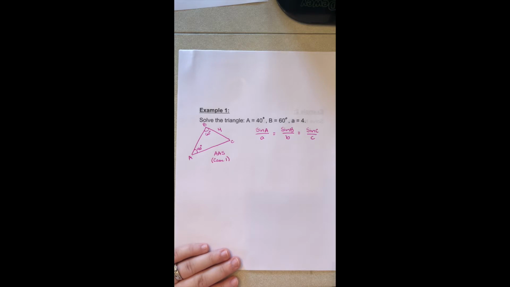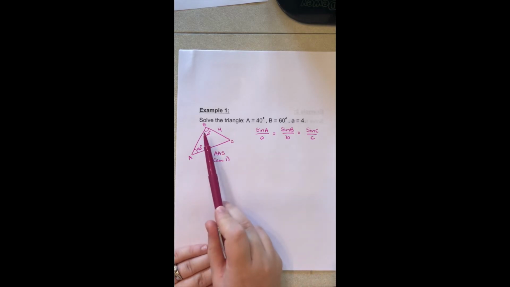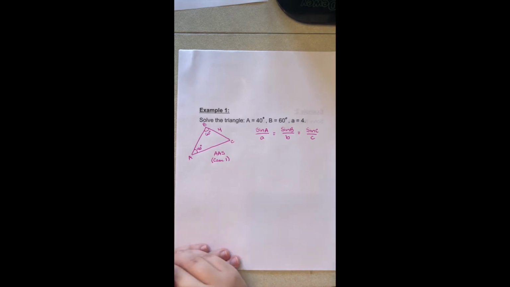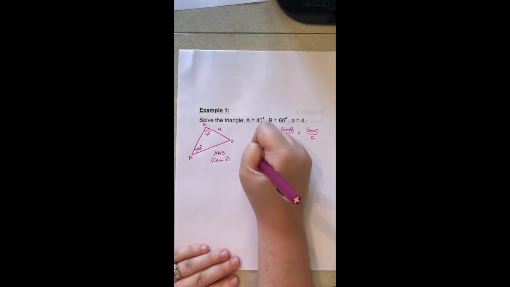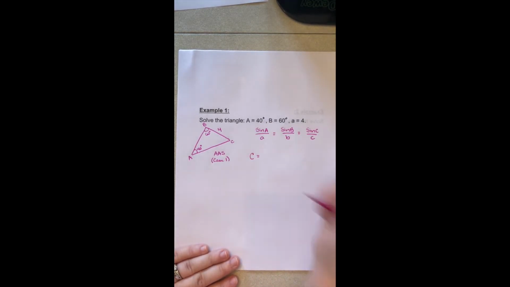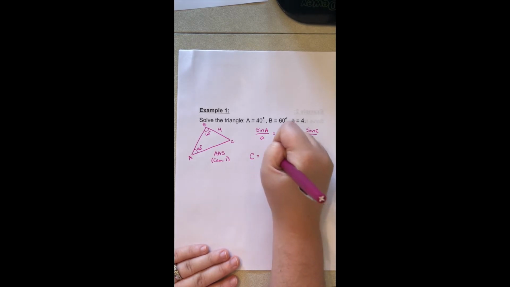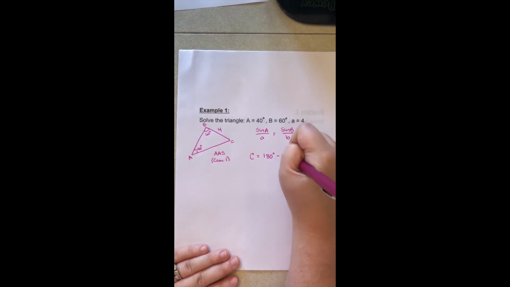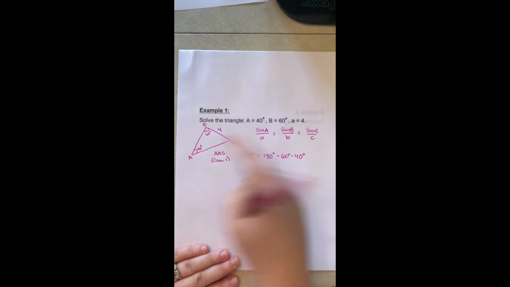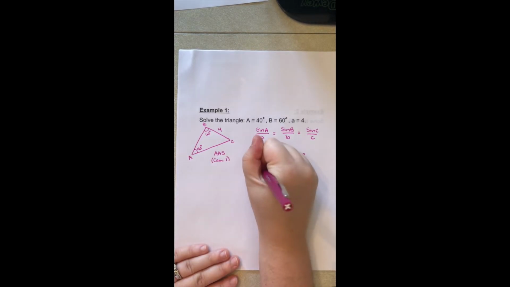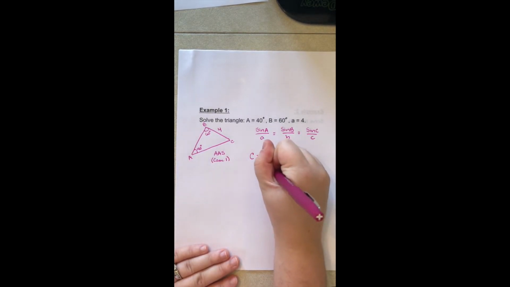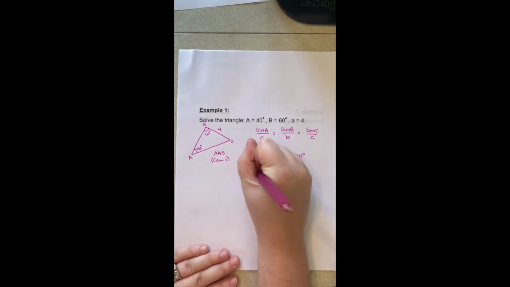However, let's start with the easiest piece of information we know, and that is the fact that all the angles in a triangle add up to 180. Therefore, to find angle C, all I need to do is take 180 degrees and subtract my 60 and my 40 from it, because those are the two angles I have on the inside. And I'm told that angle C is 80 degrees.